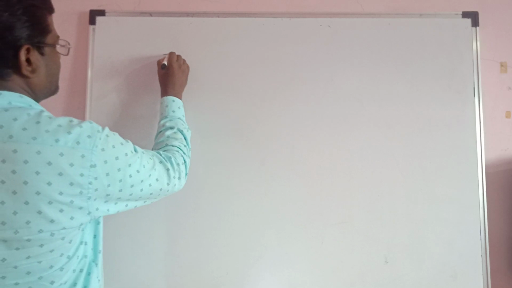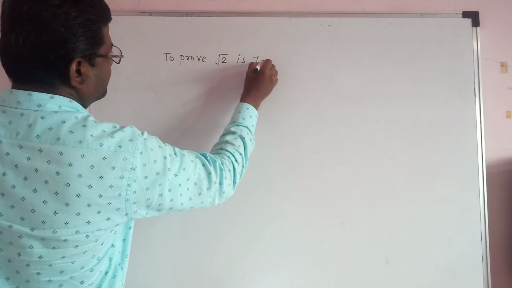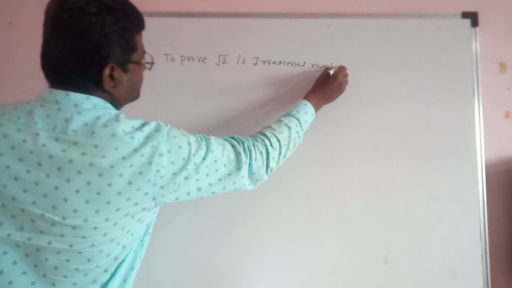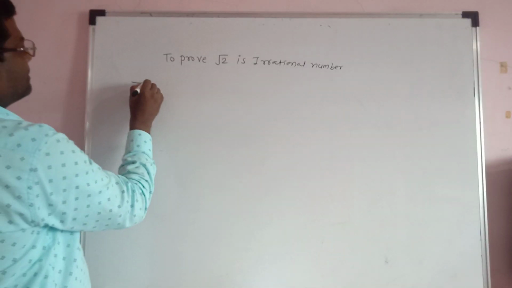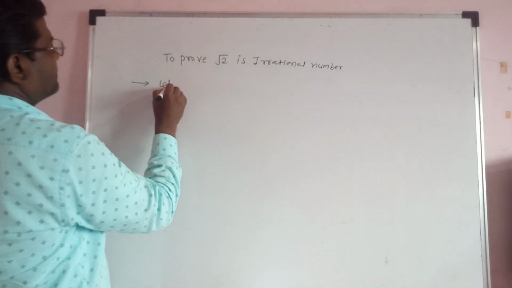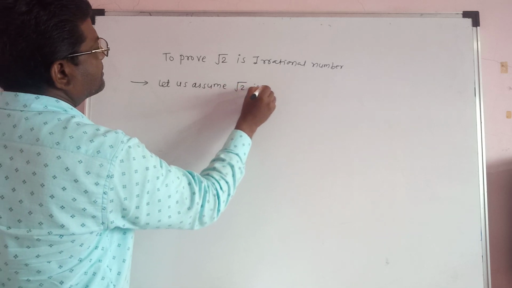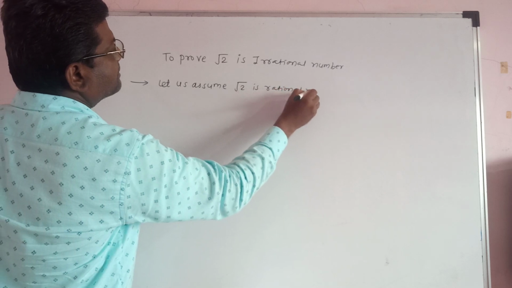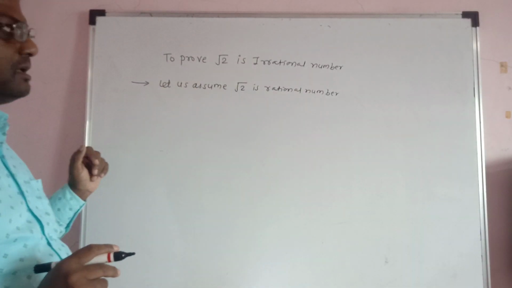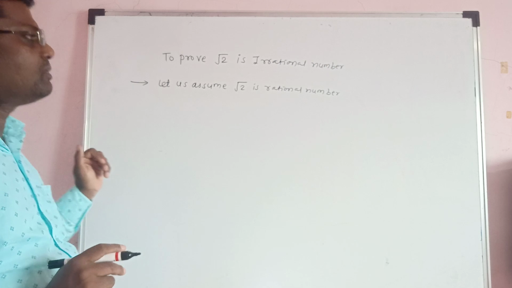Now, to prove root 2 is an irrational number, let us see how to prove root 2 is an irrational number. Let us assume root 2 is a rational number. As root 2 is assumed as a rational number, this root 2 can be represented in p upon q form.